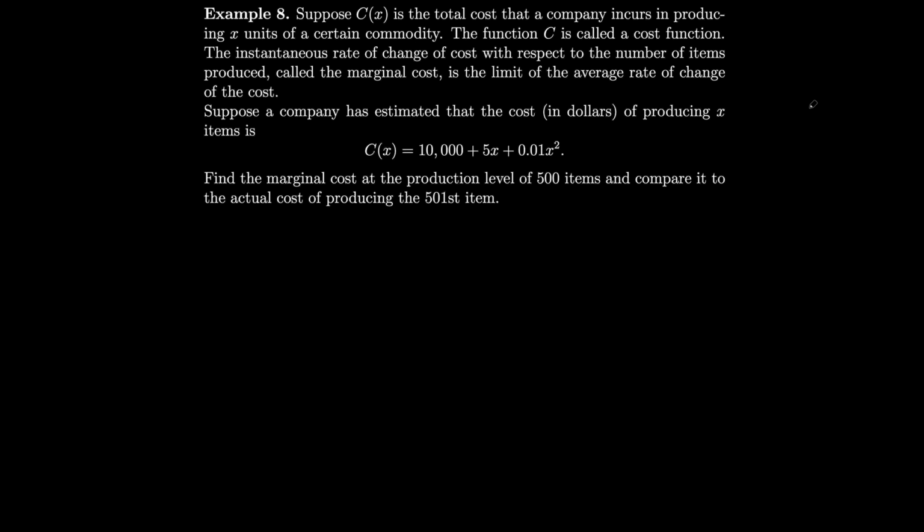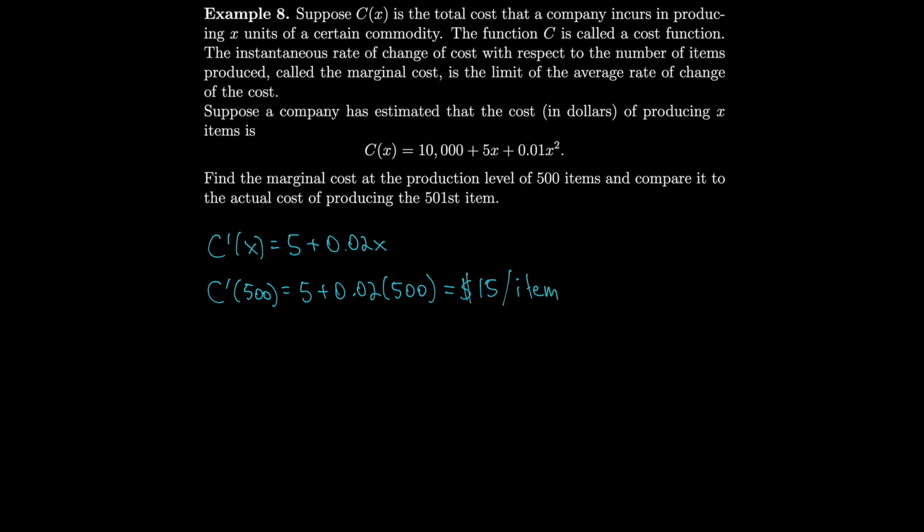Okay, so our marginal cost, we said, is the limit of the average rate of change, so the marginal cost is the derivative C prime of x. So by the power rule, that's 5 plus 0.02x. So let's look for C prime of 500. So that's 5 plus 0.02 times 500, which is about $15 per item. So that's how much it costs to produce items after producing 500 of them. So we would expect that the 501st item probably costs about $15 to produce.